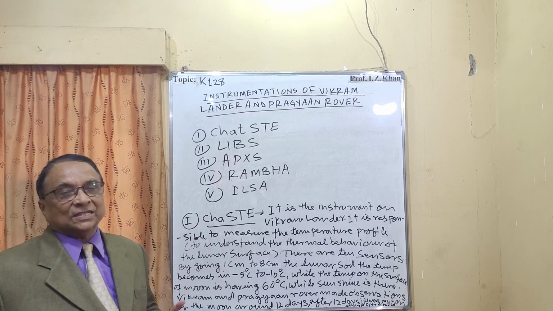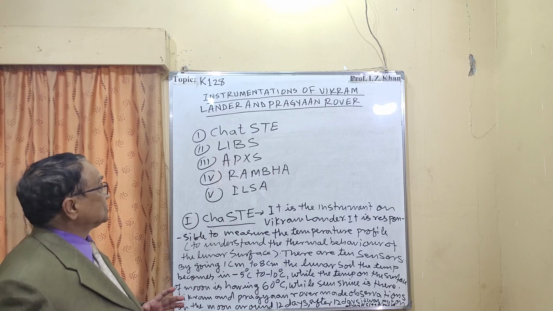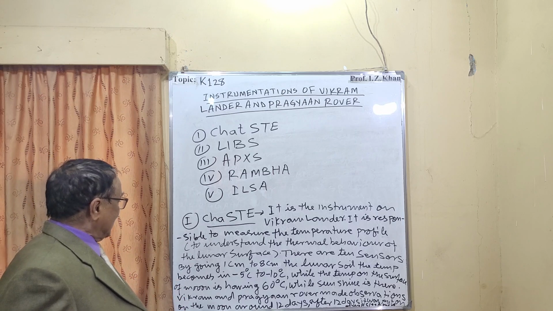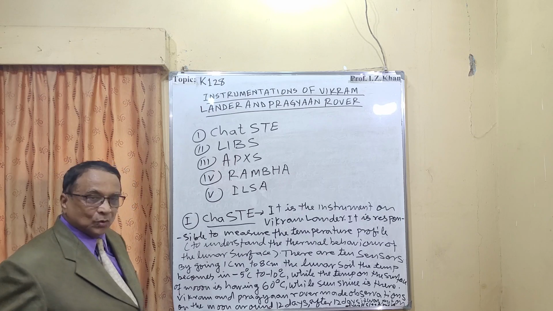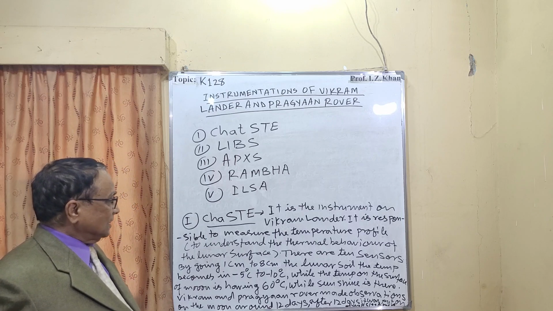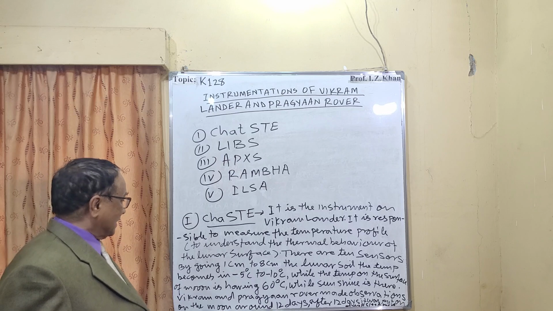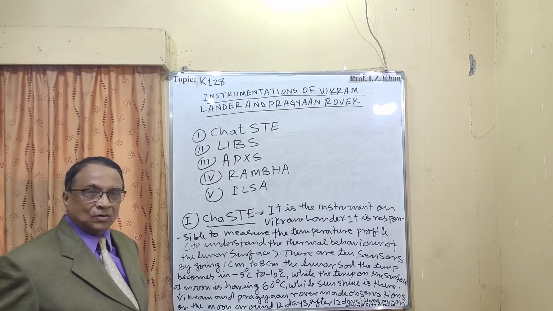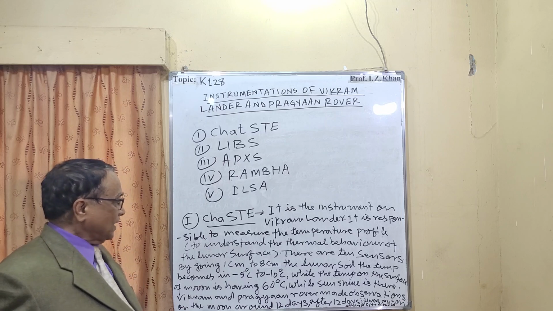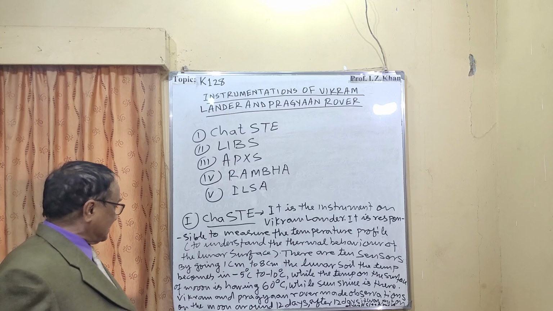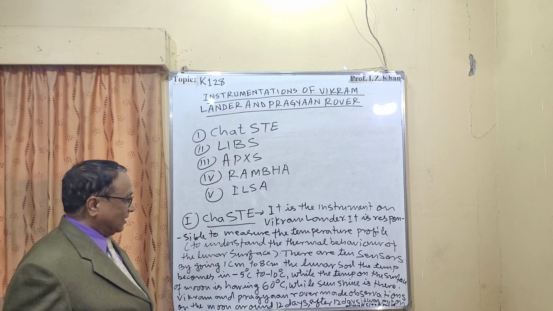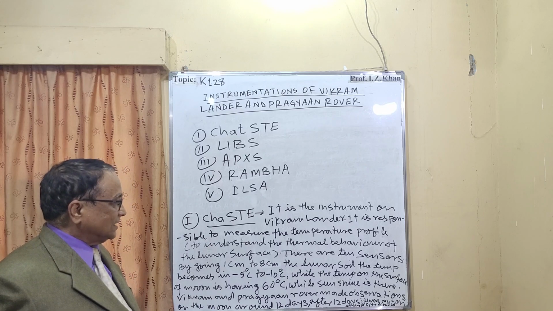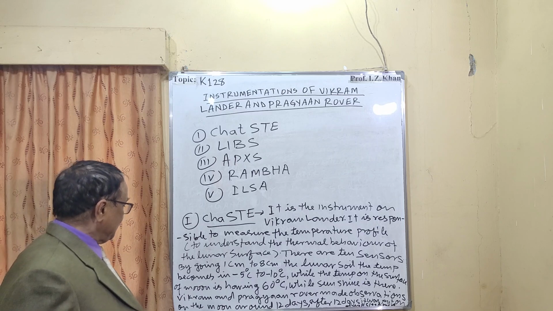So the first instrument, ChaSTE, has sensors, and by going 1 centimeter to 8 centimeters into the lunar soil, the temperature becomes minus 10 degrees centigrade to 5 degrees centigrade, while the temperature on the surface of the moon is 60 degrees centigrade while the sunshine is there.